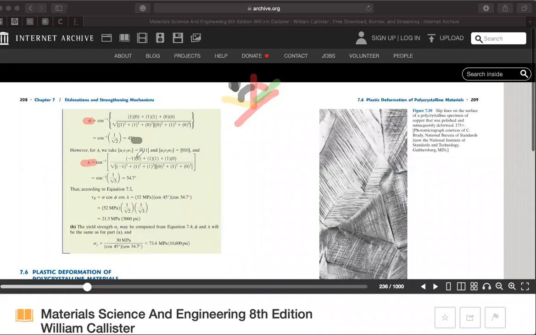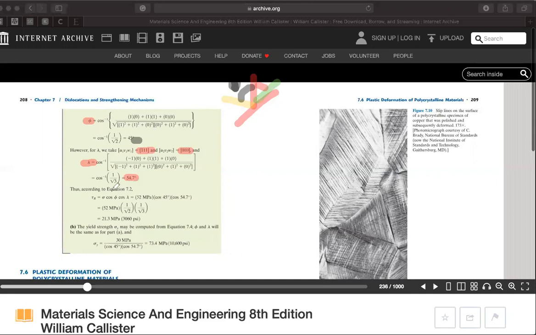So here you need to consider the slip direction -1, 1, 0, the one in the green color, and the applied load direction 0, 1, 0, right? If you plug these numbers in this equation, it will allow you to calculate the angle between these two directions. Now, if I have the angles, I can identify the orientation of that plane, okay?